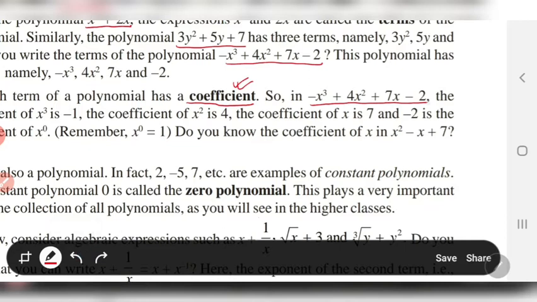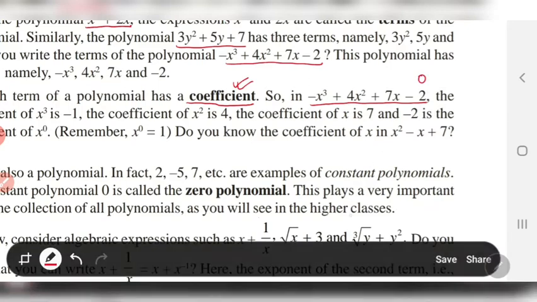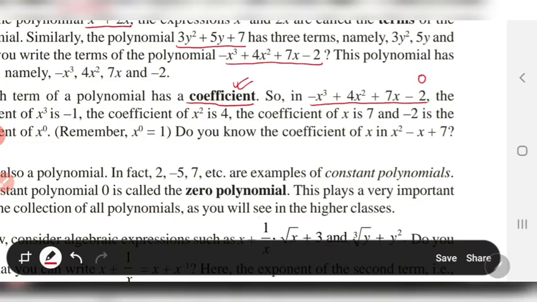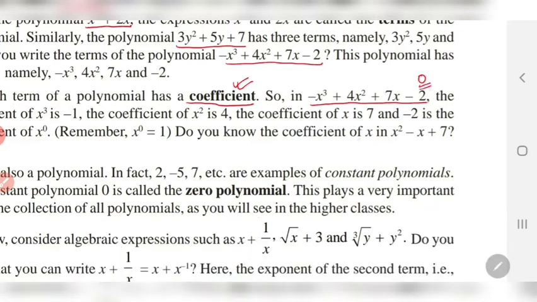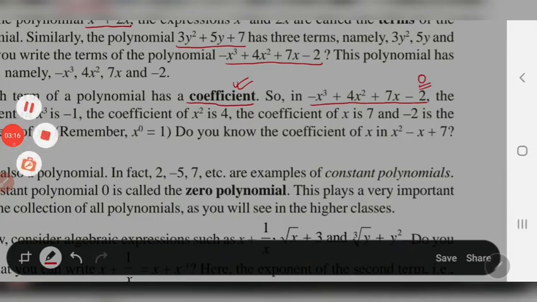And if they are asking the coefficient of x to the power of 4, but here there is no x to the power of 4, correct? So you can write 0 there. Since x to the power of 4 is not present in this algebraic expression, your answer will be only 0. So children, I hope you understood about these points, coefficient.